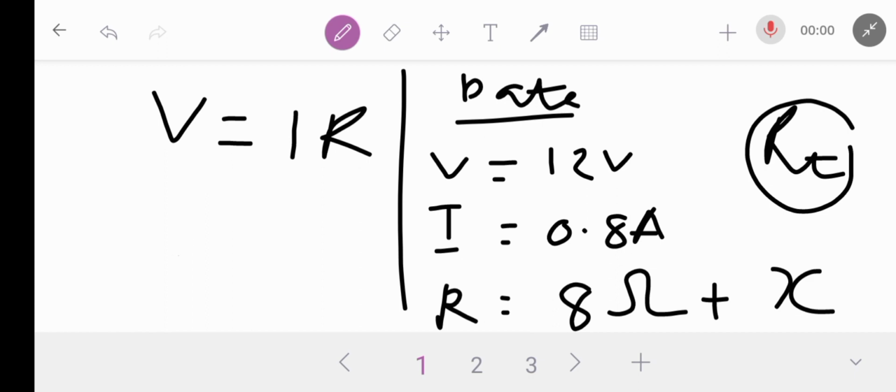So what are we going to do? Going back to our formula, where there is V, we're going to replace it with 12. Where there is I, we are going to replace it with 0.8 amps. Where there is R, we are going to leave it blank first so that we can find the total resistance and then subtract what we are given for us to find X. Let me show you what we are trying to say here.